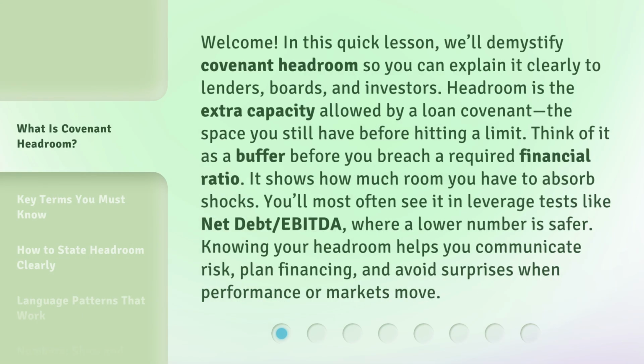Welcome! In this quick lesson, we'll demystify covenant headroom so you can explain it clearly to lenders, boards, and investors. Headroom is the extra capacity allowed by a loan covenant, the space you still have before hitting a limit. Think of it as a buffer before you breach a required financial ratio. It shows how much room you have to absorb shocks.